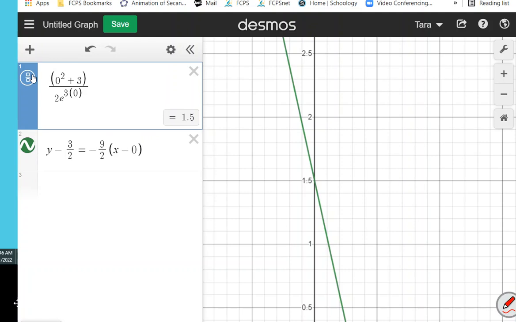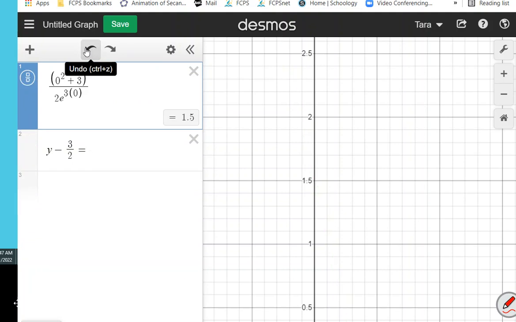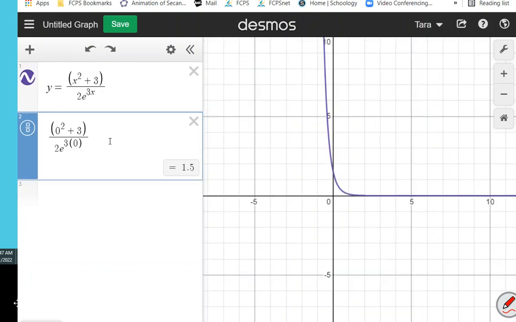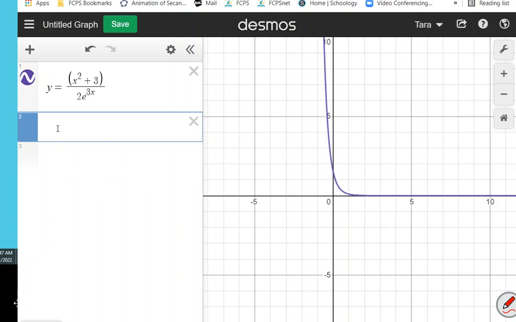And, oh. What did I do with that? Where did my graph go? Did I mess that up? Okay, there we go. Oh, because I deleted that one. Okay, I deleted the one. There's my graph. There we go.